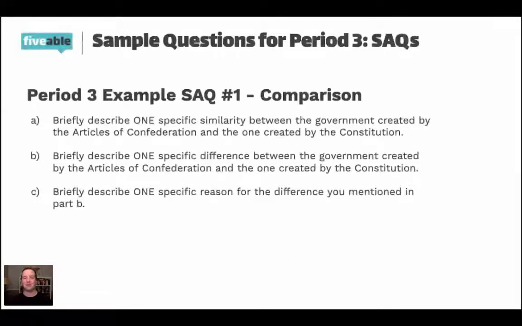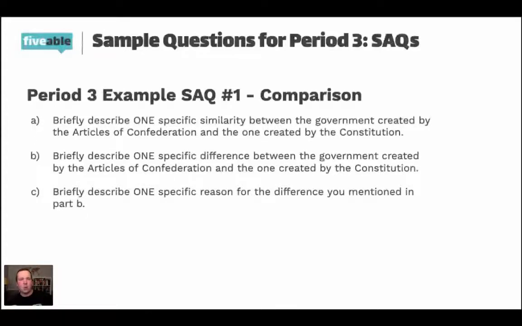The firm league of friendship just means that it's not going to be very coercive from the national government. They can't force taxes on people, and they also are not going to be able to take away the autonomy, the self-rule, or the independence of the individual states. The Constitution, by contrast, is going to have a stronger centralized government.